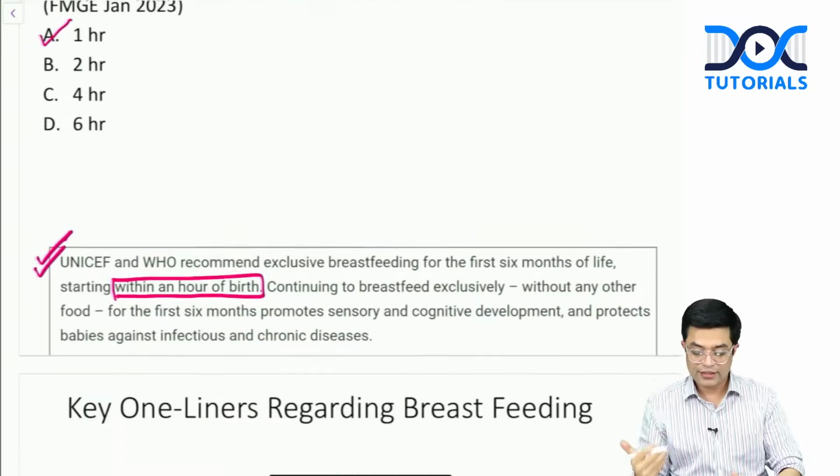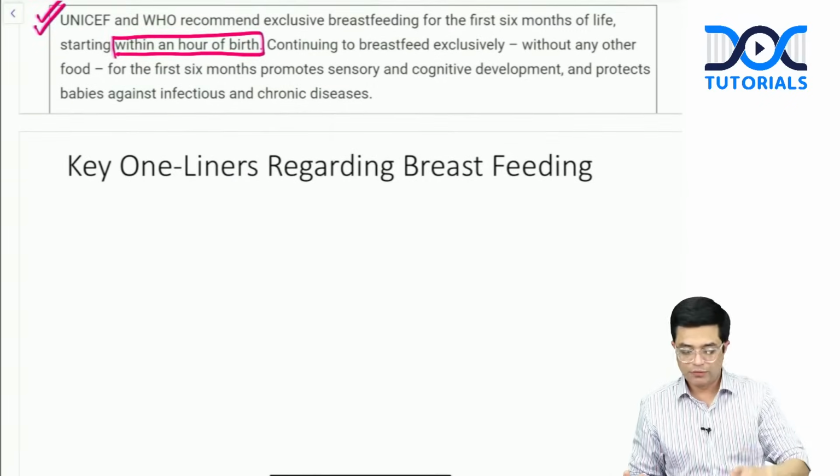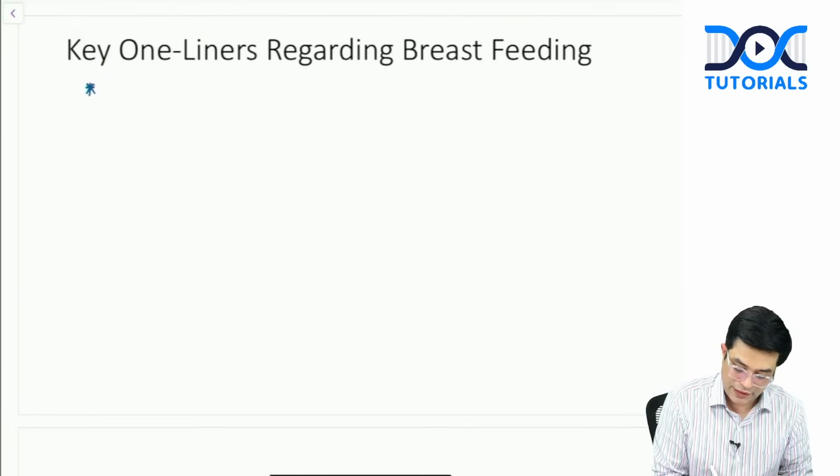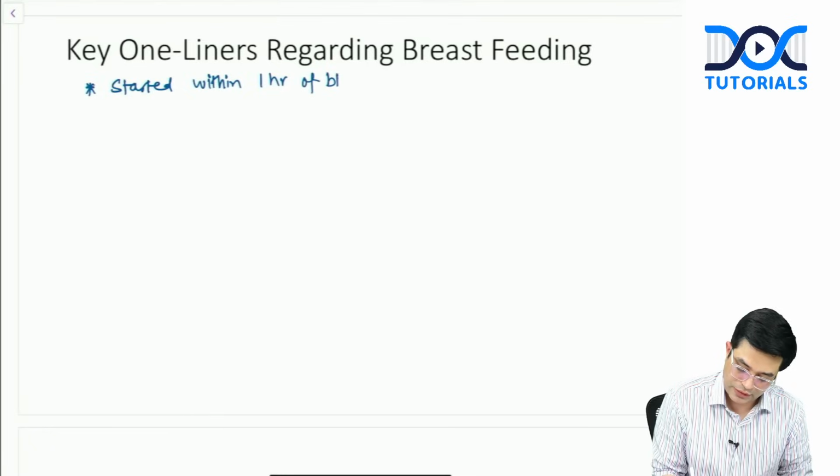So breastfeeding should be started within 1 hour of the birth. What are the other one liners regarding breastfeeding which you need to remember? जल्दी से rapid fire one liner याद करते हैं. First thing, breastfeeding should be started within 1 hour of birth. Second, exclusive breastfeeding given till what age? It should be given till 6 months of age.